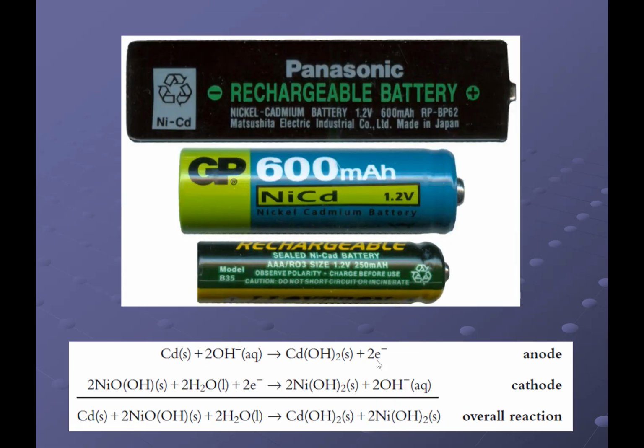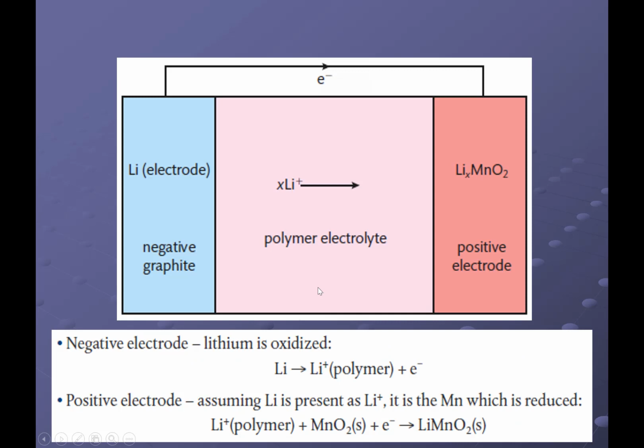We looked at nickel-cadmium batteries. Again, be careful when it's the discharge cycle. The recharge will be the opposite of that. We have lithium-ion batteries here. So we use lithium as the anode side. It's the oxidation. We use a polymer electrode to transfer the lithium from one side to the other.